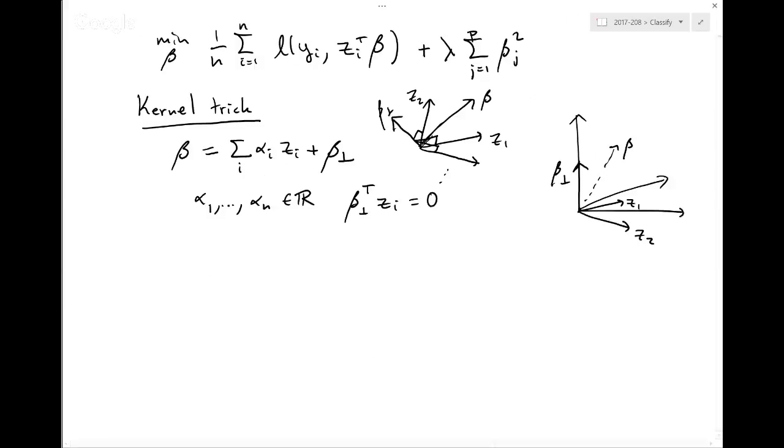I'm actually going to demonstrate that beta orthogonal, this beta perp, is actually 0 for the minimizer of this loss. So that's where we're going. But right now we're entertaining the possibility that there's some part of beta that takes a right angle to all of the samples. So we'll entertain that possibility.